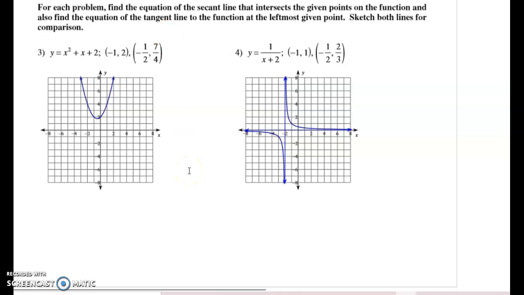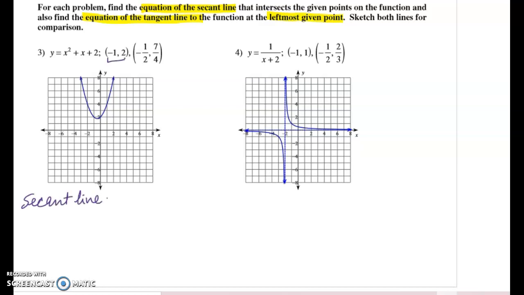Okay, so let's try to solve question number 3, but before you solve, understand what they are asking for. In this particular question, they are asking for the equation of the secant line that intersects the given points on a function, and also the equation of the tangent line at the leftmost given point. We have done the equation of the secant line earlier, but let's start with the secant line. To find the secant line, what do we have to do to find the slope? Let's quickly do the secant line.